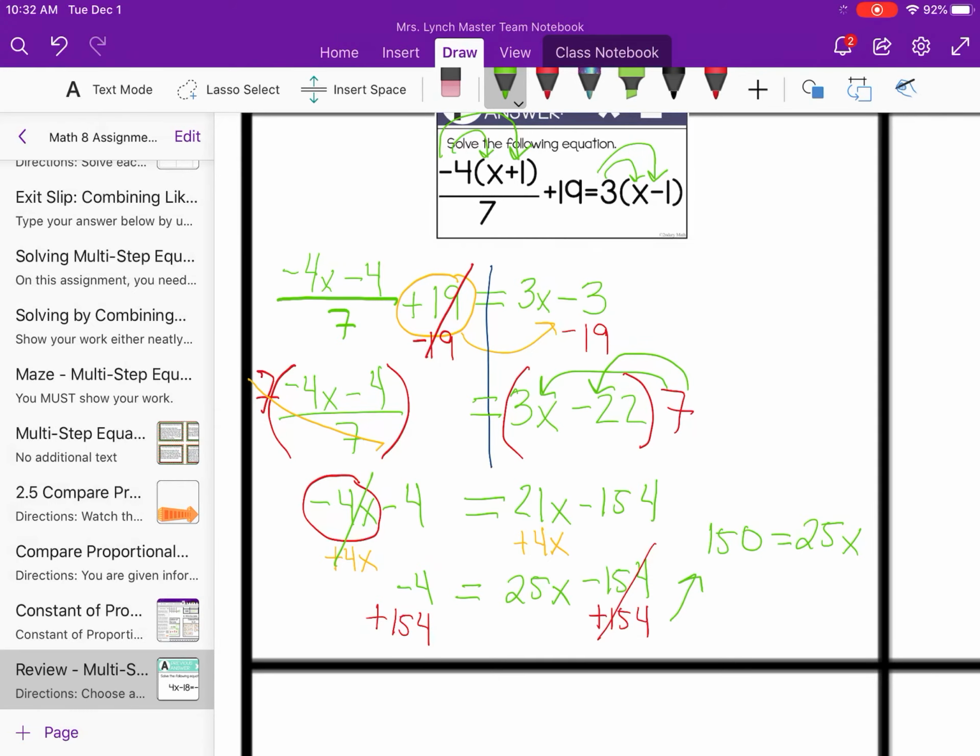Remember, when a number is touching the variable, the letter, 25 times x, that's what it means, multiplication. So in order to get rid of the 25 so that the x is finally all by itself, we have to divide. 150 divided by 25 gives you 6.